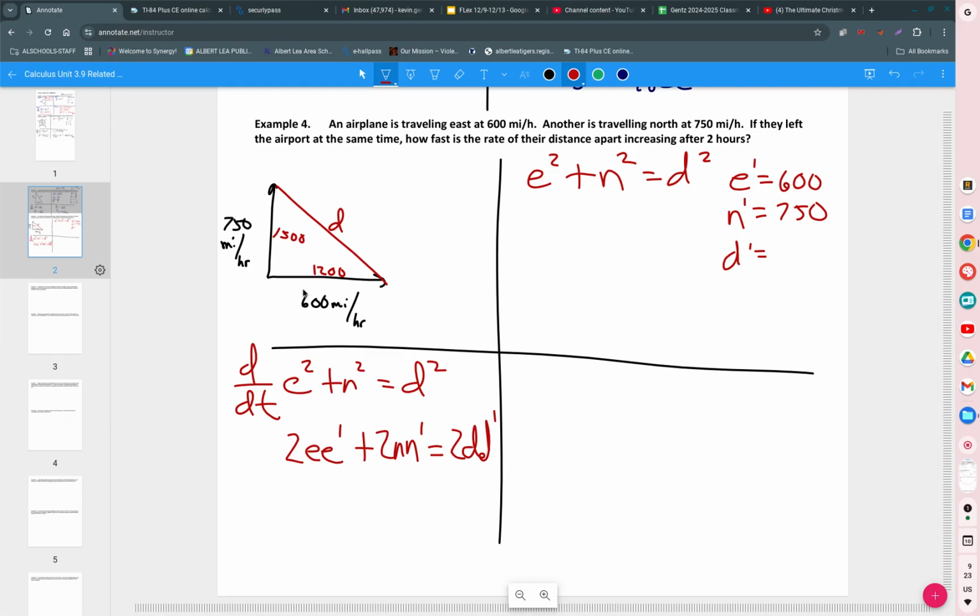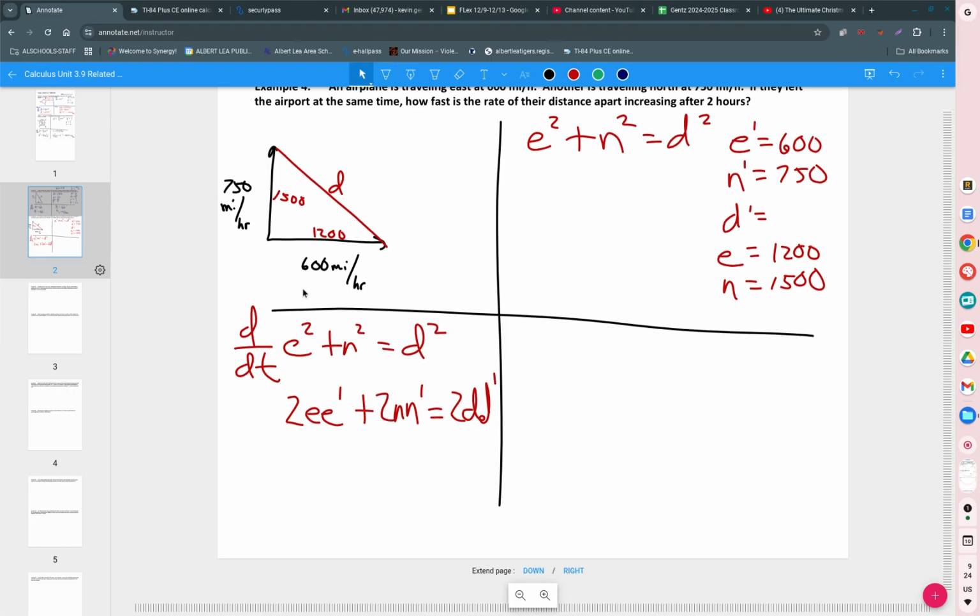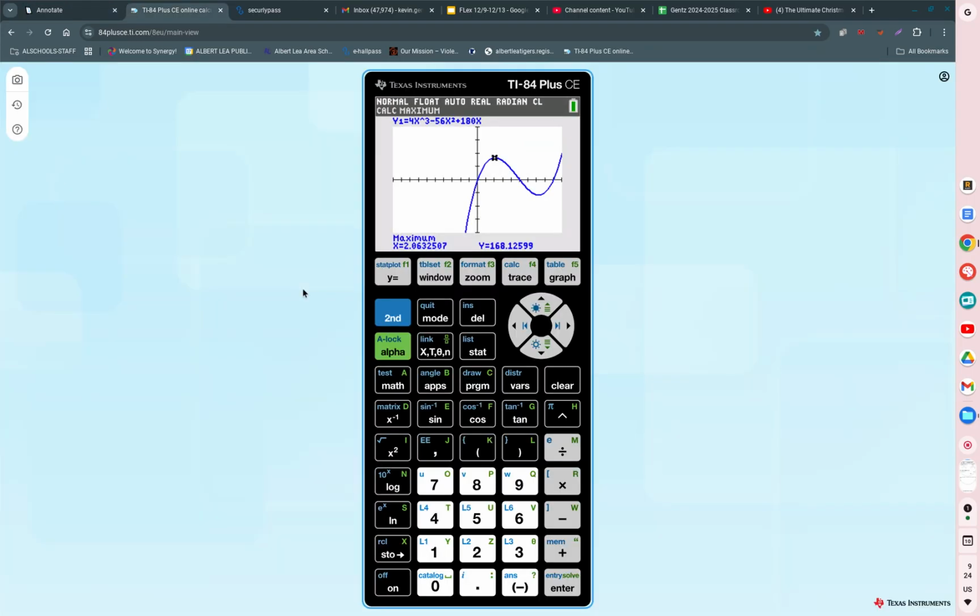So I know that the current E is equal to 1200, and the current N is equal to 1500. I can use that to compute D. Does everybody agree I can now find the current distance apart? I should use the Pythagorean theorem on my calculator. I have 1200 squared plus 1500 squared, and then I take the square root of that, and I get 1920.94.